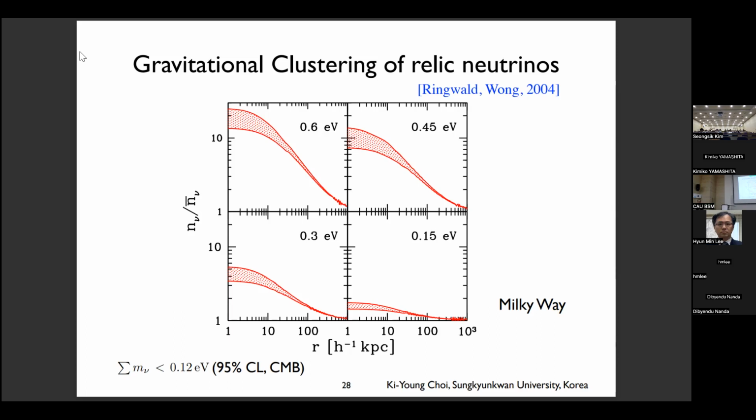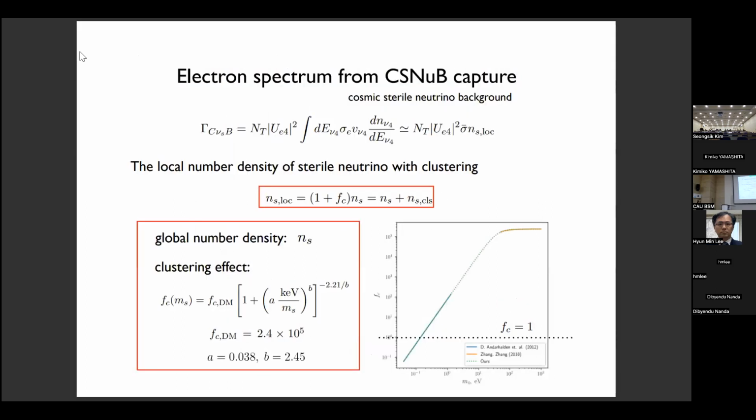For usual cold dark matter, which is very non-relativistic, the enhancement is 10 to the 5. The dark matter density in our local solar system is larger by a factor of 10 to the 5 compared to the background density. Anyway, because we consider sterile neutrino masses from some electron volts to some 10 keV, we need to know how much they are captured, how much the local density is enhanced. Actually, this needs big simulations. We didn't do that. We just followed this paper.